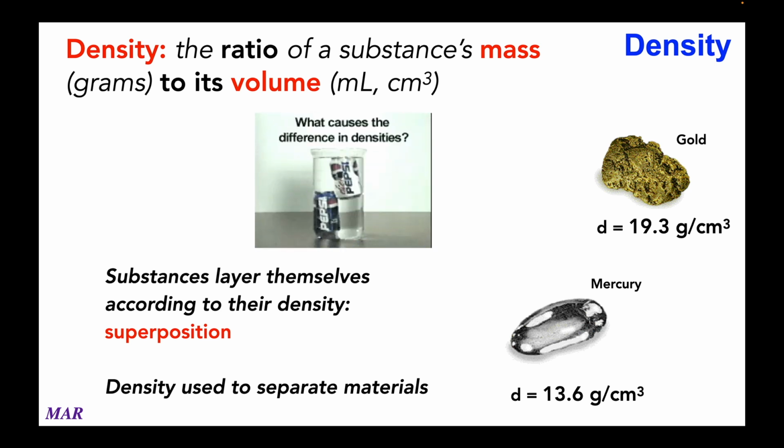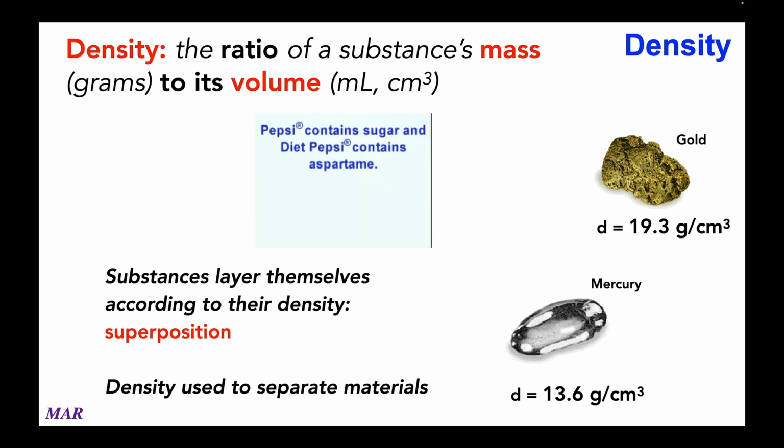What causes the difference in densities? Pepsi contains sugar and Diet Pepsi contains aspartame. Sugar solutions are more dense than aspartame solutions. Aspartame, which is also known as NutraSweet, is used in a lot of diet drinks, and it has a different relationship with the water in the Diet Pepsi than sugar does with the water in regular Pepsi. So you can actually separate them out using that system.